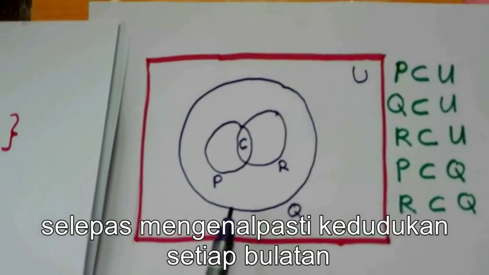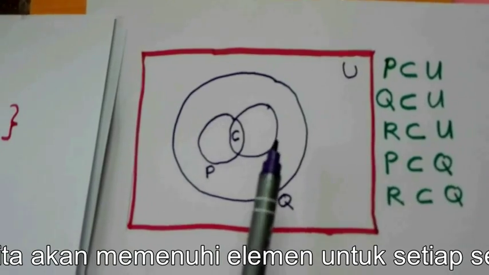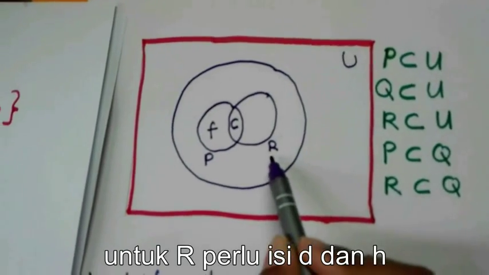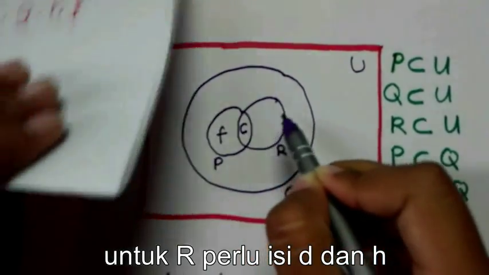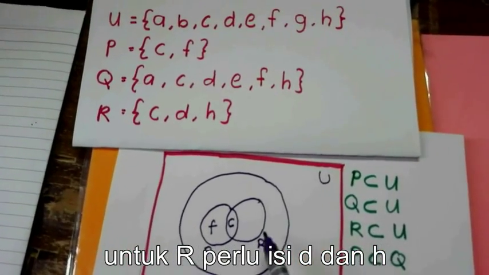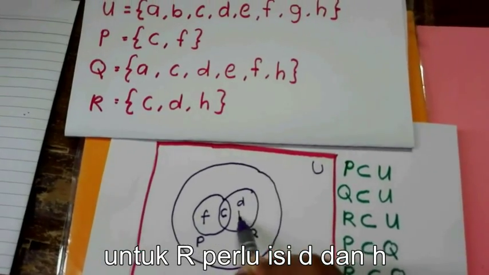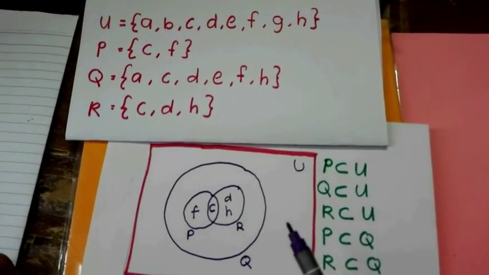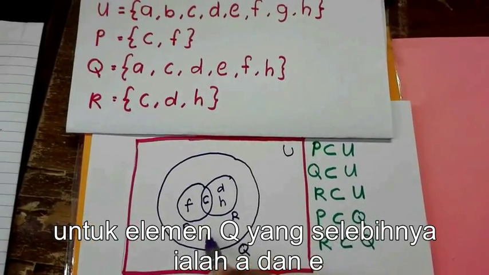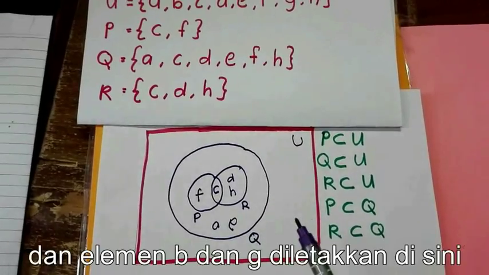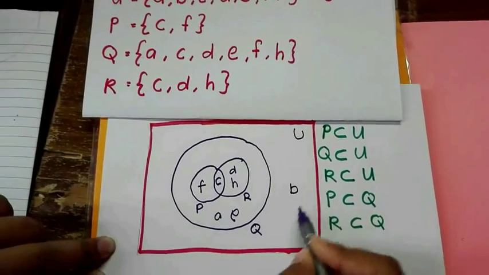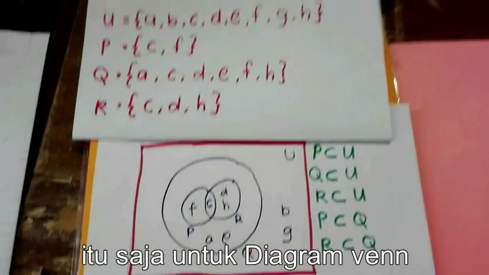After locating the position of the circles, we will fill in the elements for each set. So for P, we still have F. For R, we still have element D and also H. For the remaining elements of Q, we have A and also E. And the remaining B and G for the universal, we'll put here, B and also G. That's all for the Venn diagram.